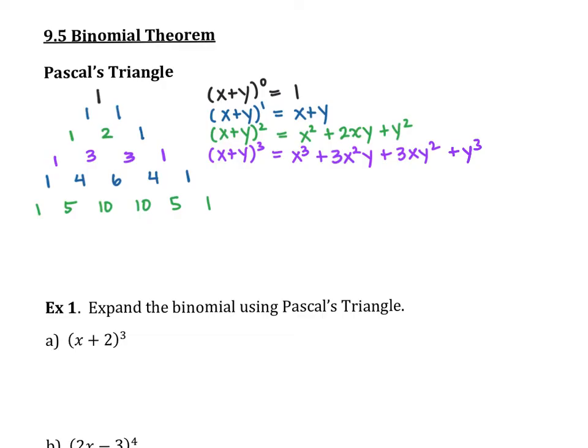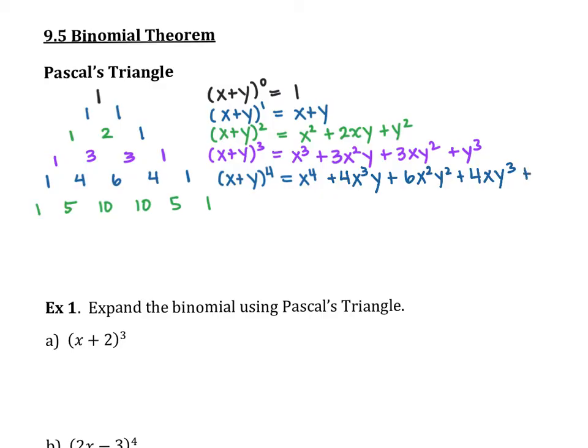Let's do x plus y to the fourth. It's going to start with x to the fourth, right here. The next coefficient is going to be a 4. The x is going to go down a degree. The y is going to come up a degree. The next coefficient is 6. The x goes down a degree. The y goes up a degree. The next coefficient is 4. The x goes down a degree. The y goes up a degree.